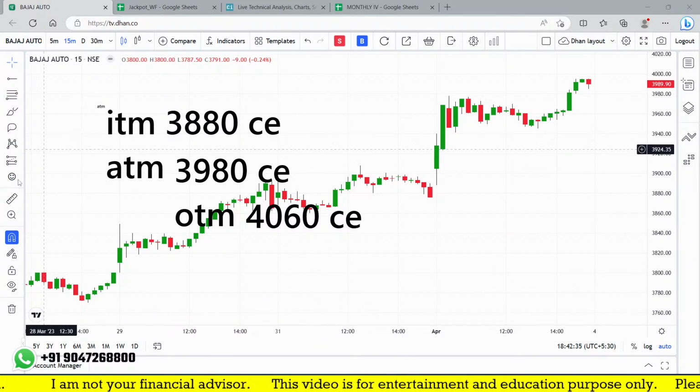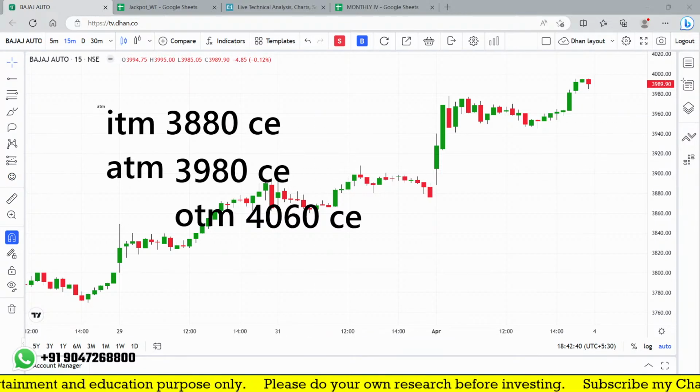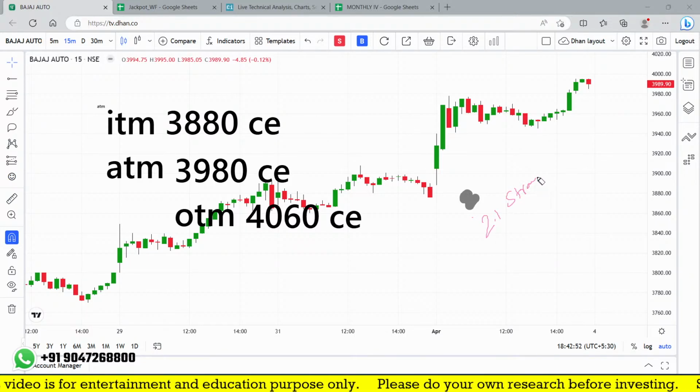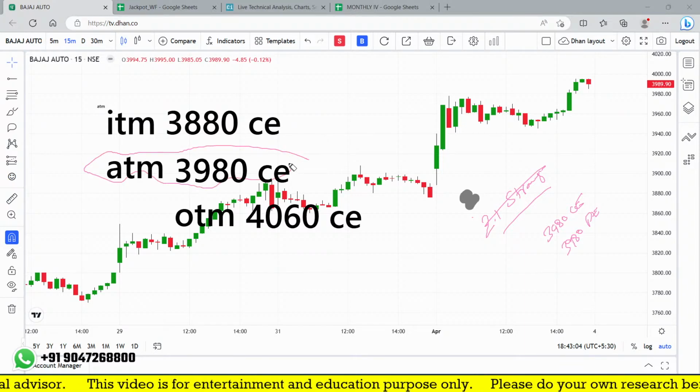For example, if you are going to follow the 2.1 strategy at this time, you should keep the 3980 call option and the 3980 put option. That should be it. And this is our ATM strike price, because whenever the entry is triggered at that time, that should be our ATM strike price.